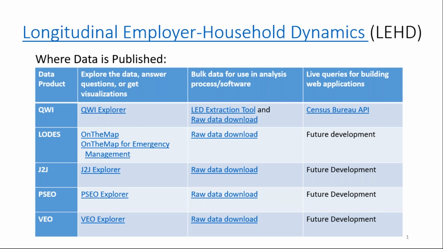If you are curious about employment, hires, separations, turnovers, and earnings, you would look at the Quarterly Workforce Indicators, or QWI, utilizing the QWI Explorer or the LED Extraction Tool. This data set is also accessible through the Census Bureau API. If you want to look at employment for detailed and customized geography, you would look at the LEHD Origin-Destination Employment Statistics, or LODES data, using On the Map or On the Map for Emergency Management data tools. One sidebar, On the Map for Emergency Management is the only data tool that has population data along with the data from other federal agencies in LEHD.